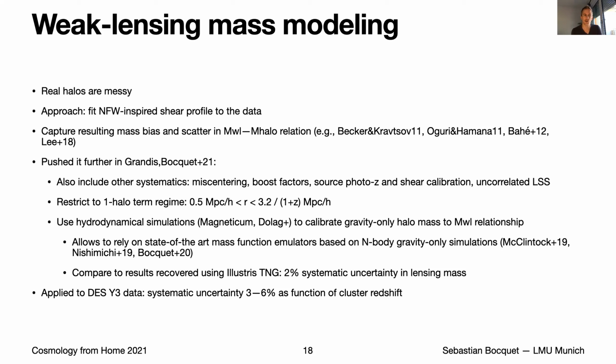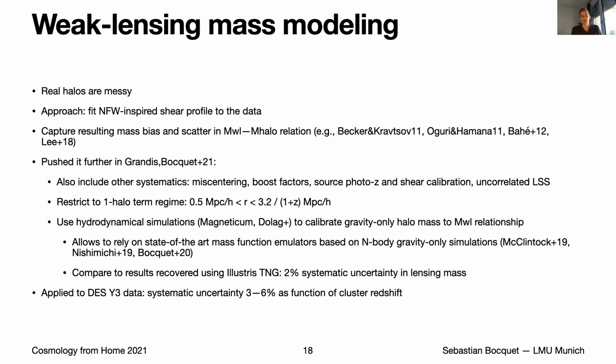the existing literature. So we followed this approach, and a recent paper led by Sebastian Bocquet put this a little bit further to also include other systematics in this M weak lensing to M halo relation, notably the effects I just described: miscentering, boost factors, source photo-z, shear calibration, uncorrelated large-scale structure. So we fold all of that into our model.